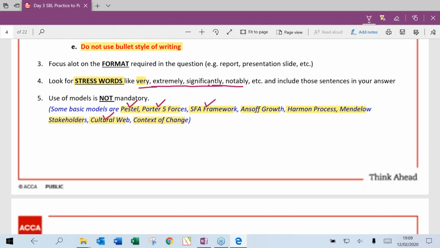Okay, so Ansoff, Harmon, and Mendelow are small, simple models which you can easily Google or read in the textbook. They are not complicated. In case I get time tonight or in tomorrow's webinar, I would definitely try to cover these models. Context of change also, if I get time, I will do, which I think is a little bit more difficult than Ansoff and Harmon, right?